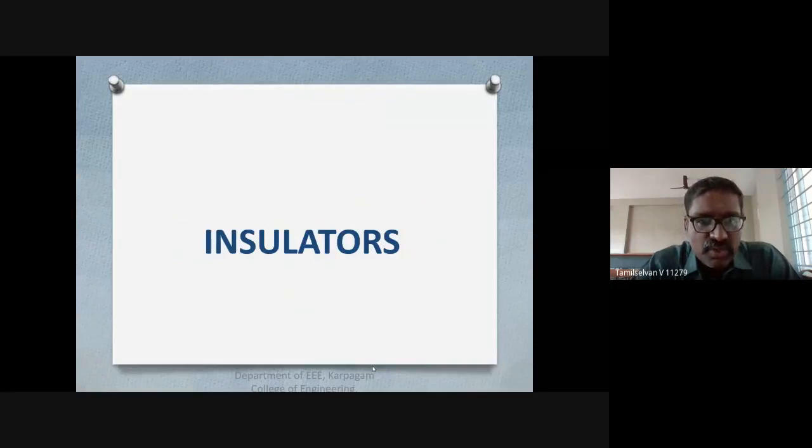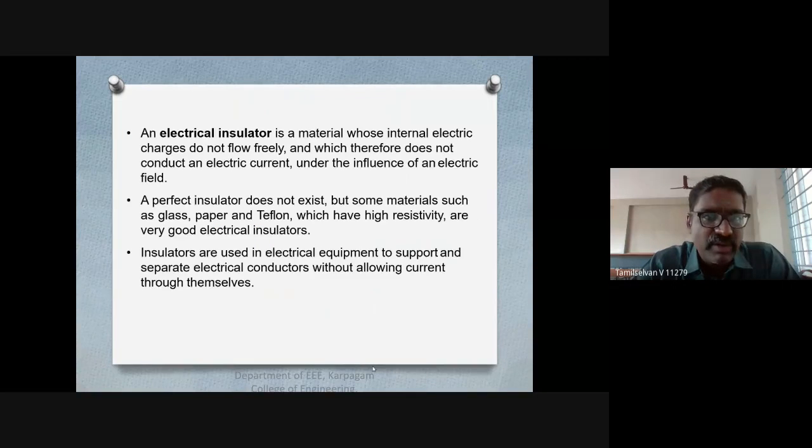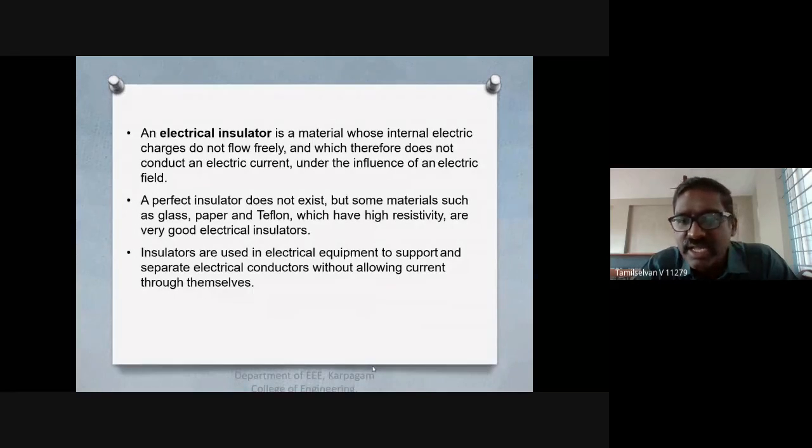Here we are going to define the insulator. An electrical insulator is a material whose internal electric charges do not flow freely, and therefore it doesn't conduct an electric current, or under any influence there won't be any flow of current.